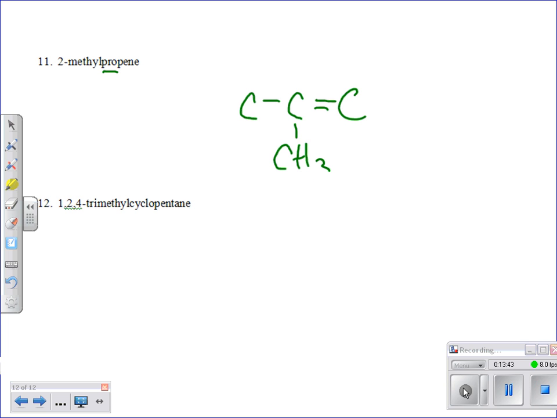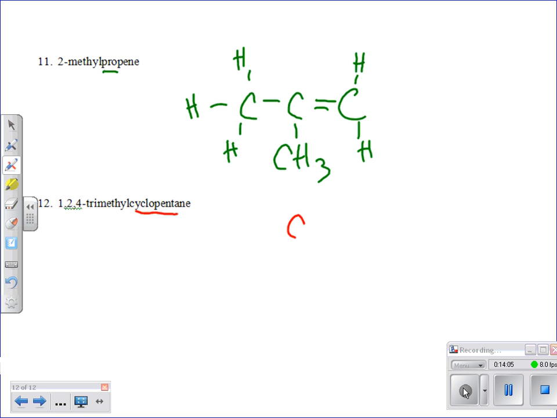There's my methyl group. So now I just throw in my hydrogens. This middle carbon is happy, and this one needs 2 more. And that is it, our 2-methylpropene. And last one we have is a cyclopentane.